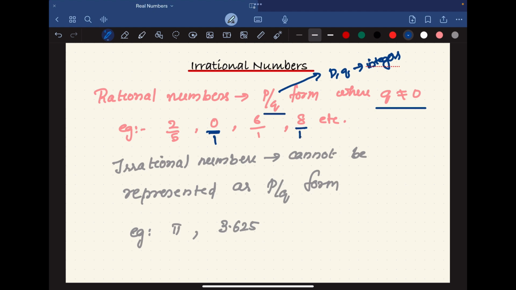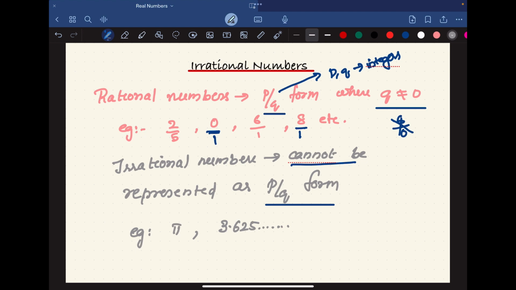The denominator q should not be equal to 0. That means if 6 by 0 is given, is that a rational number? No, this is not a rational number. Now moving towards irrational numbers. These cannot be represented in the form of p by q. Examples are pi and 3.625. So these are examples of irrational numbers.